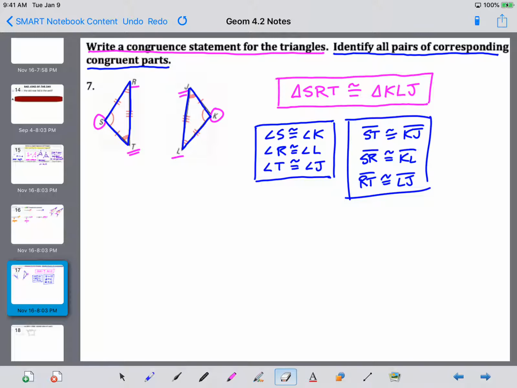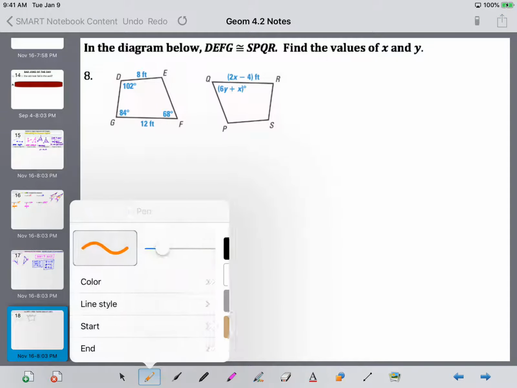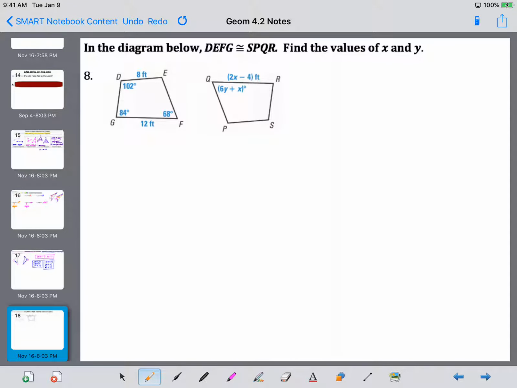In our next example, we're going to throw some algebra in here. So if we take a look at the diagram below, quadrilateral DEFG is congruent to quadrilateral SPQR. Find the value of x and find the value of y. So first let's take a look at x.